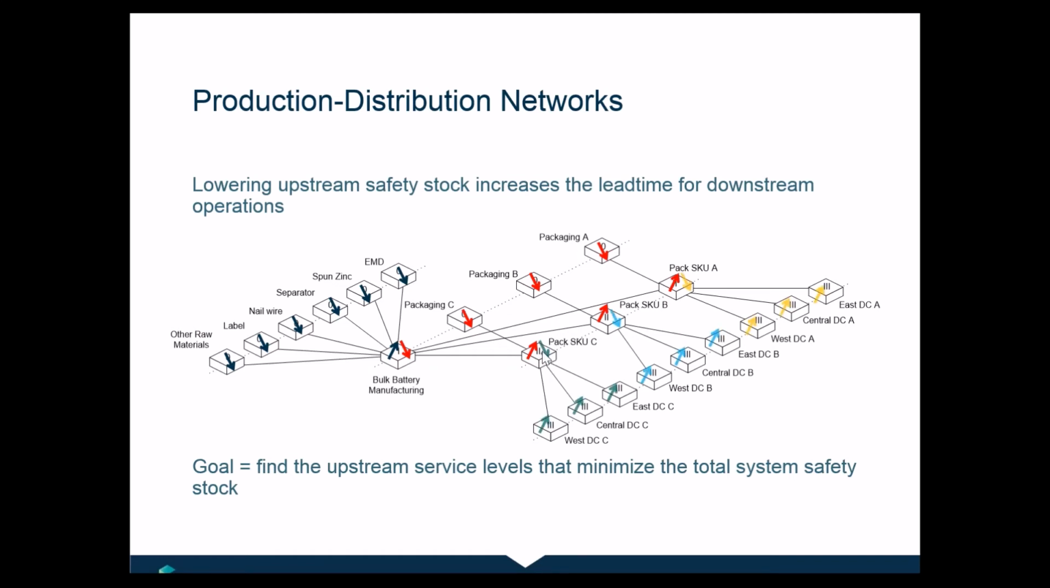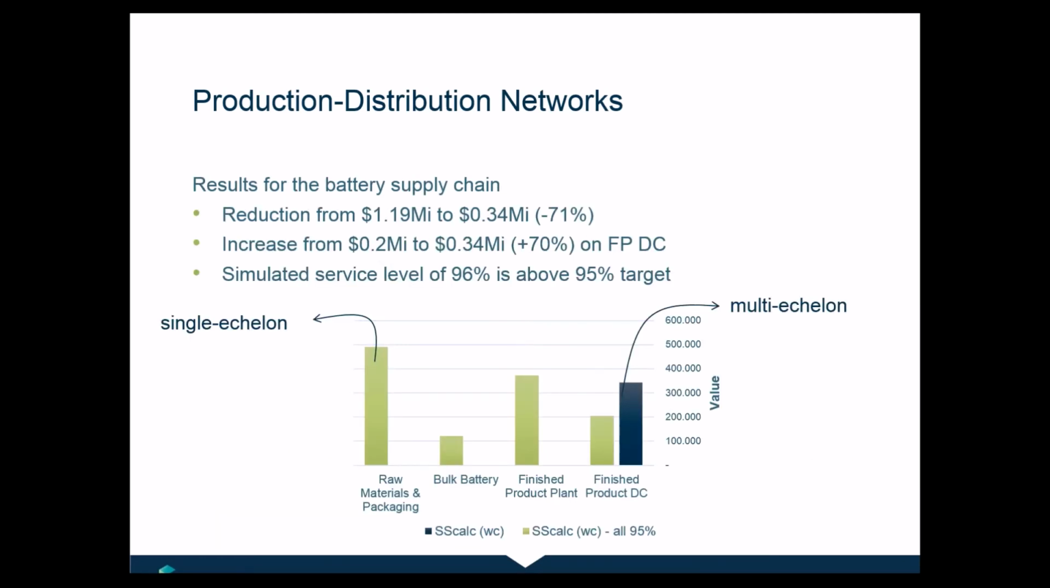If I reduce my service level on the packaged SKUs centrally, that will reduce my safety stock. And if I want to keep the same service level towards the final customer, I will need to compensate for that by increasing the safety stocks in the regional DC. Well, let's see what multi-echelon optimization gives as a result for this type of battery supply chain. This is shown in the following slide.